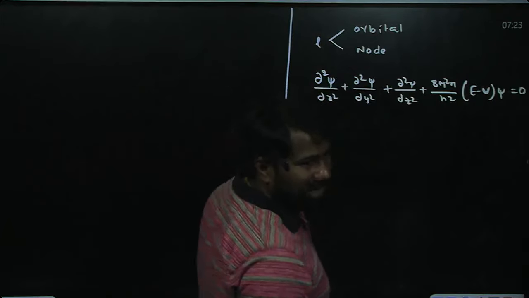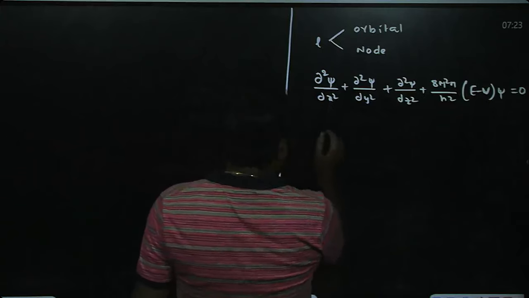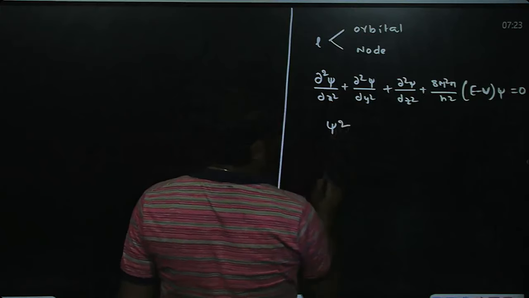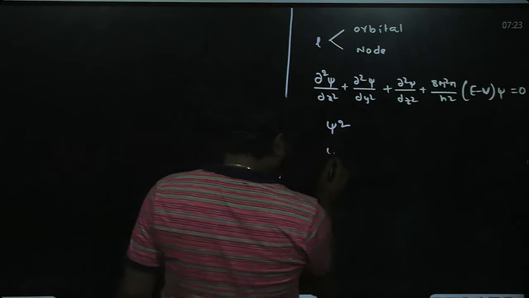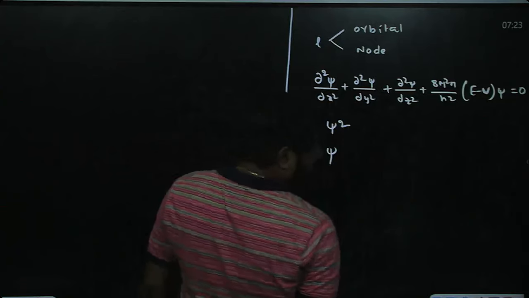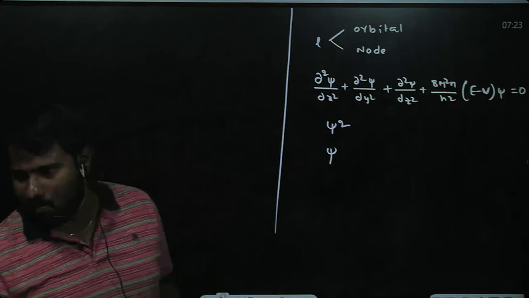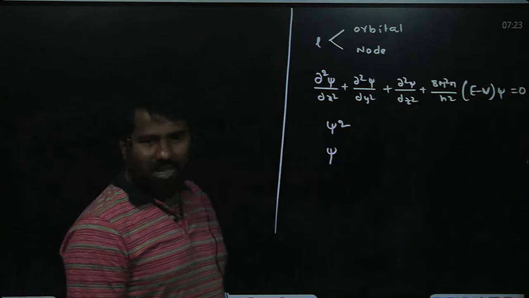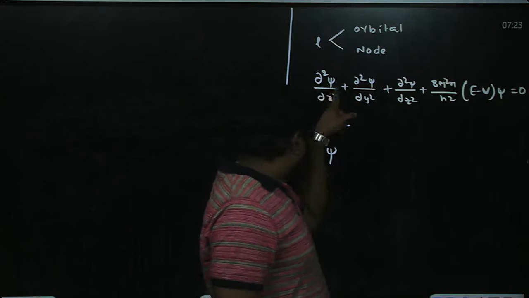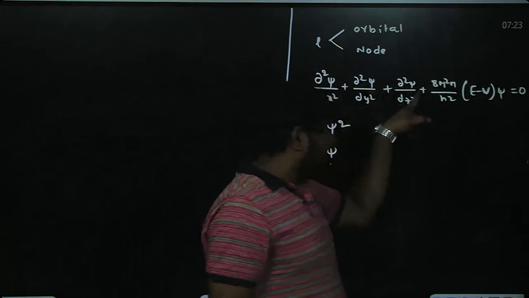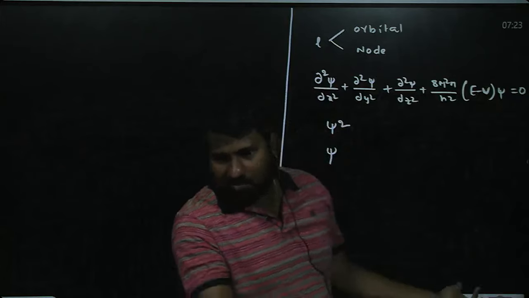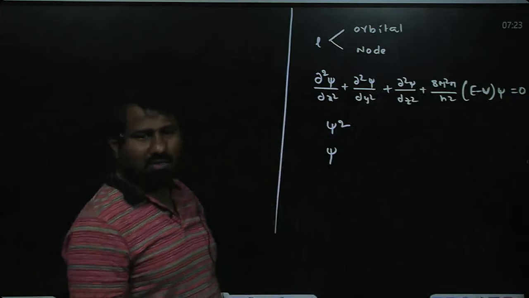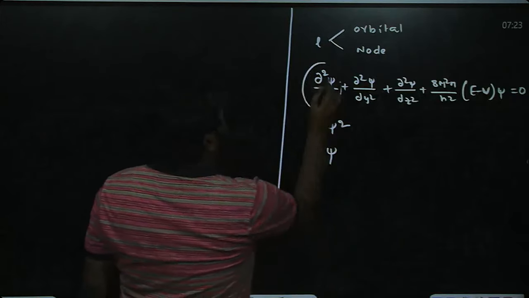The terms here are psi square, don't be confused, and psi. Sir, you wrote psi everywhere and you doubt where psi square is, right? This is also psi, this is also psi, this is also psi, this is also psi. Where is psi square? You get a doubt. This is actually psi square.